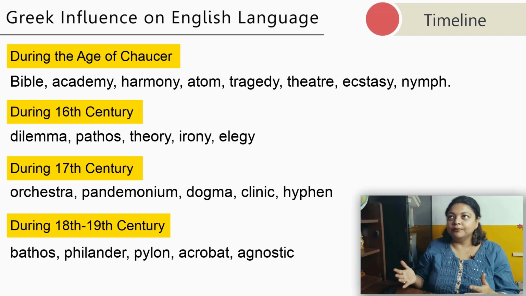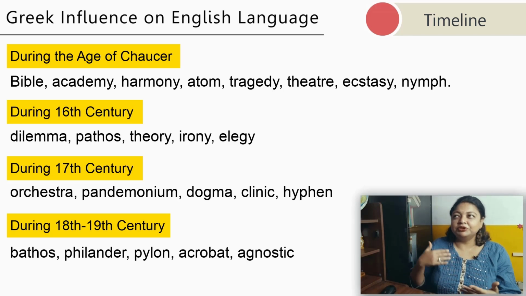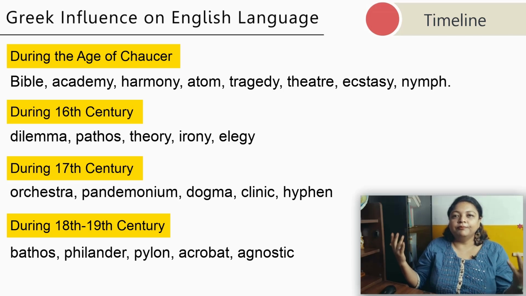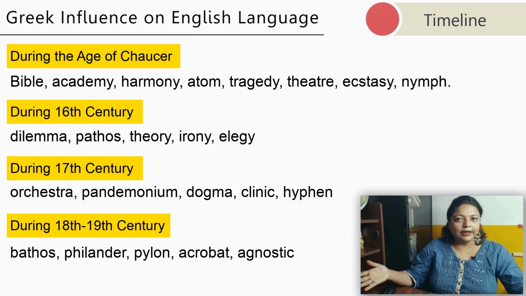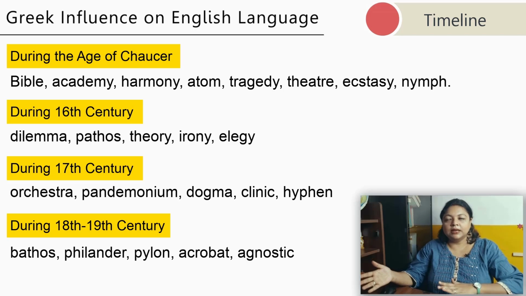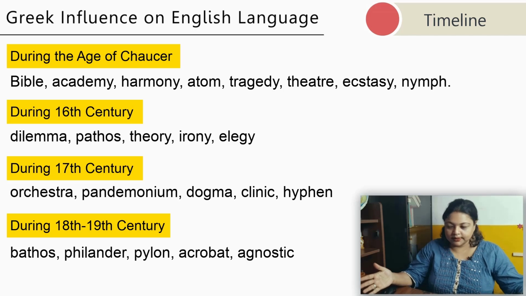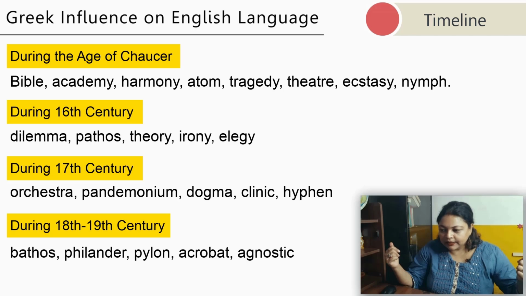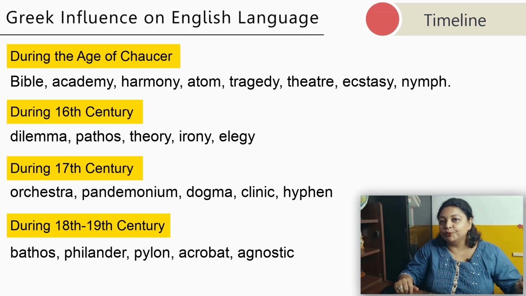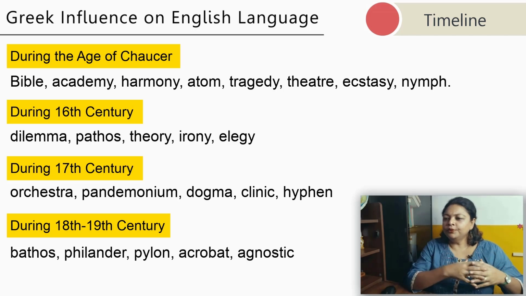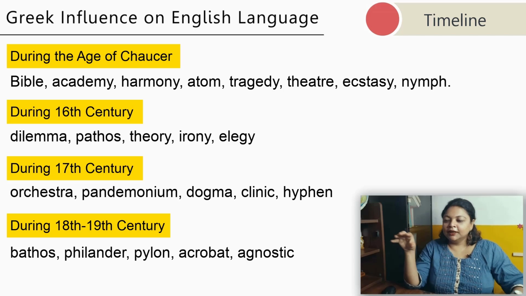This was also the time when we have the scientific revolution, followed by the time of Newton. And when you look at the end of the 19th century, it was an explosion of scientific thoughts. All right, so it was during this phase that words like philander, pylon, acrobat, agnostic were coined and refashioned from Greek roots. Now, I want you to focus on this word pylon.